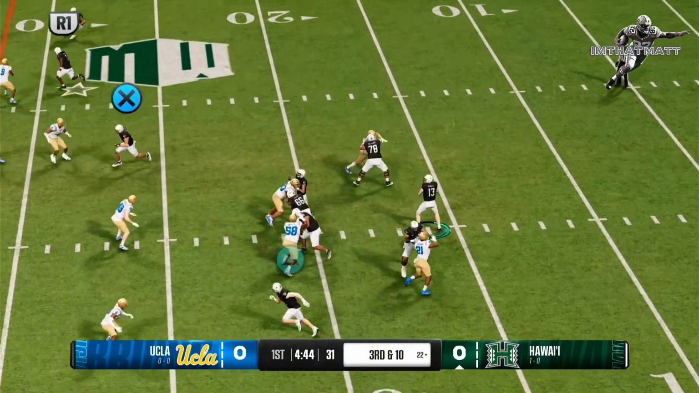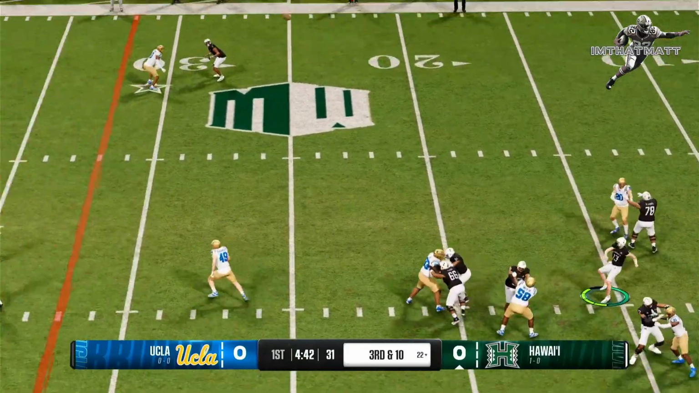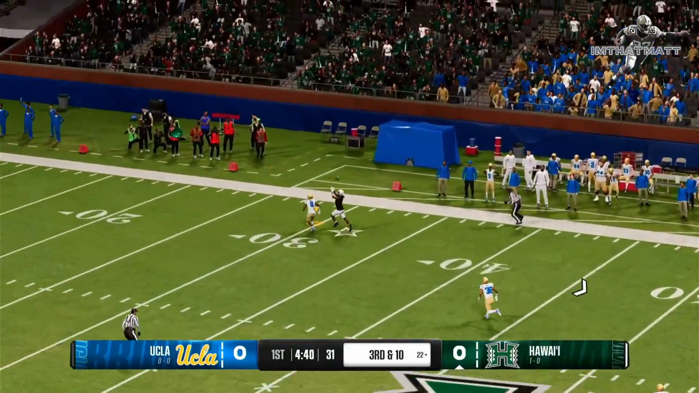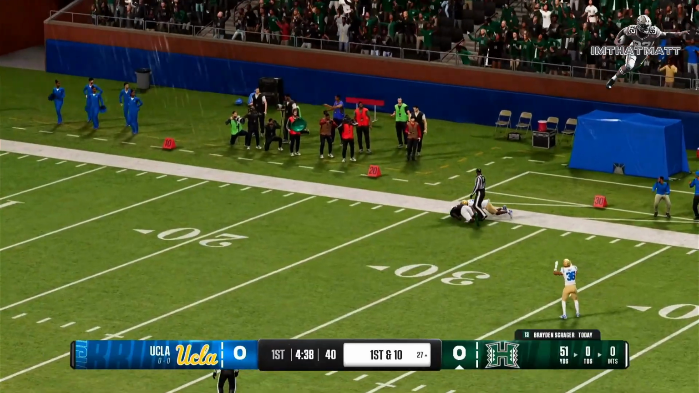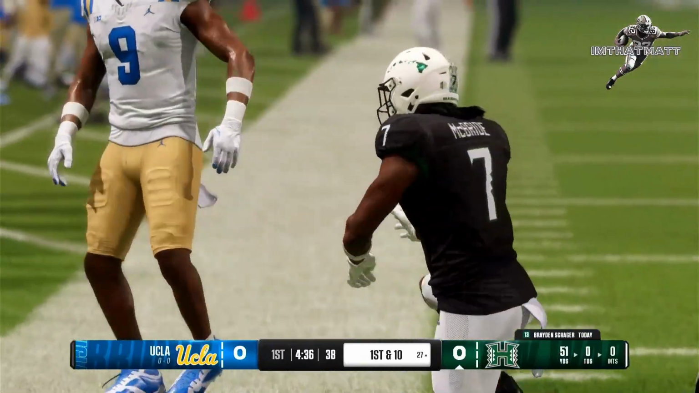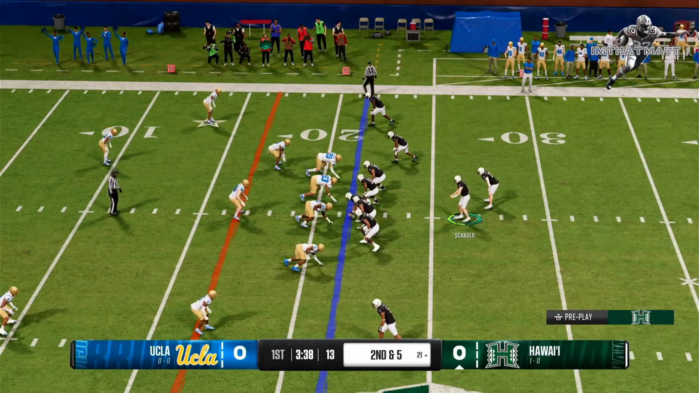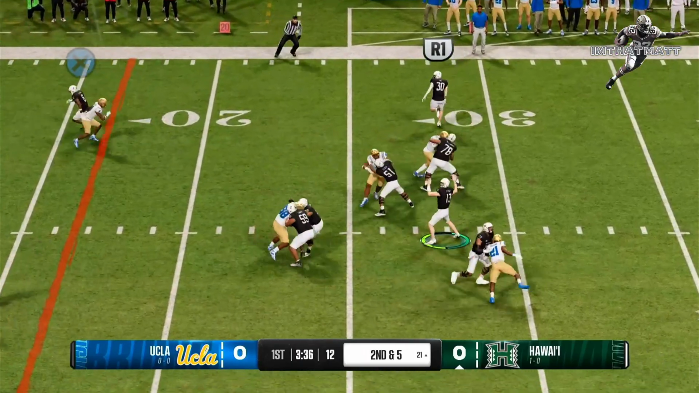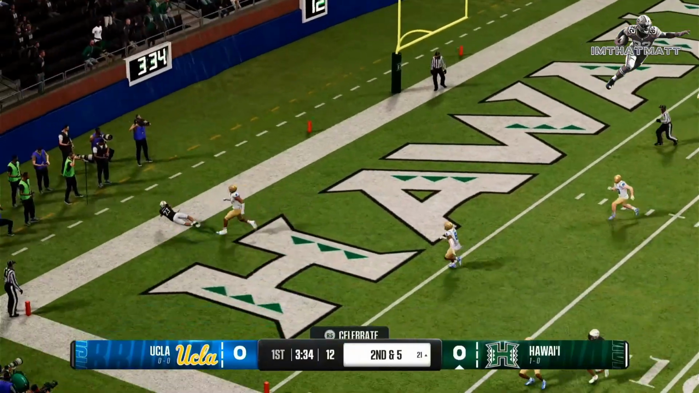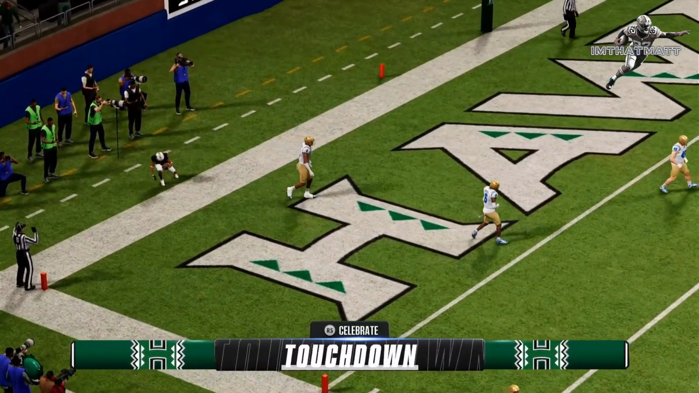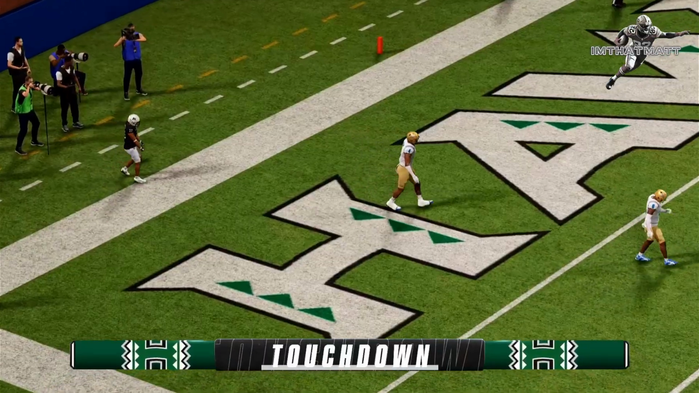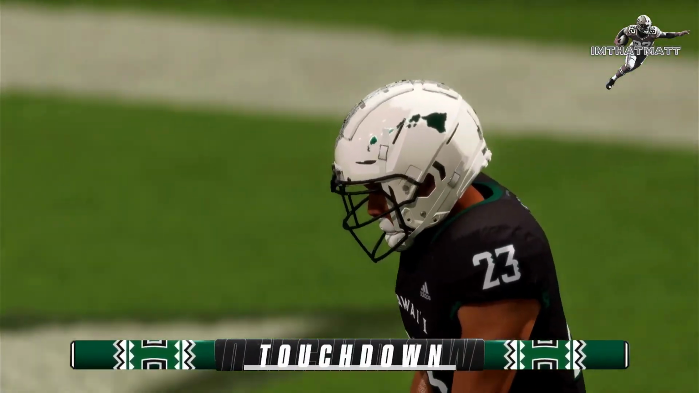Now, let's talk about the difference between CPU versus CPU auto-simulated matches and using coach mode where you control one side of the ball. In a fully simulated CPU versus CPU match, you set up the game and let the CPU handle everything from start to finish. The game basically plays itself with no human input at all. This is often used to simulate seasons quickly, or see how teams match up without getting involved.